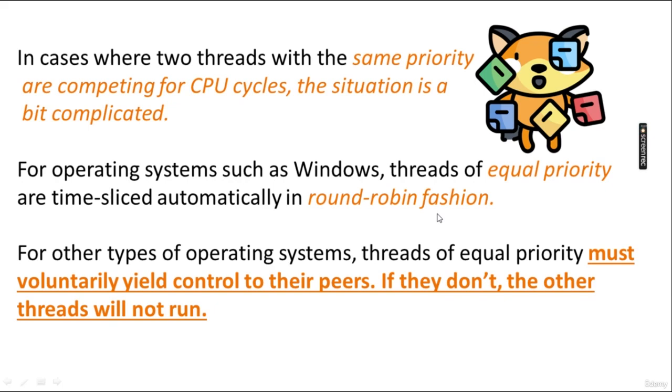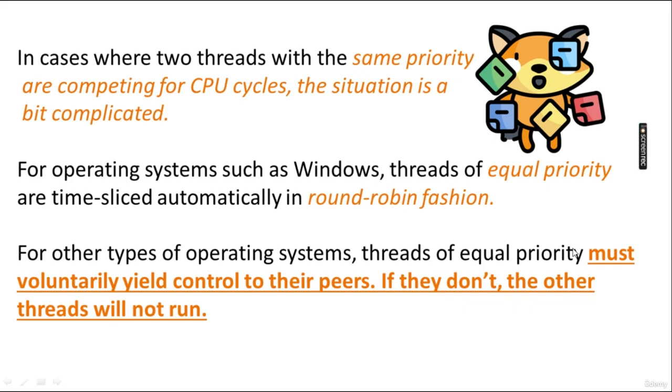So same priority threads exist at the same time. In that case, each and every thread will be given the same time slot in a round robin fashion. For other types of operating systems, threads of equal priority must voluntarily yield control to their peers. If they don't, the other threads will not run. So for operating systems other than Windows, if an equal priority thread is given the CPU.